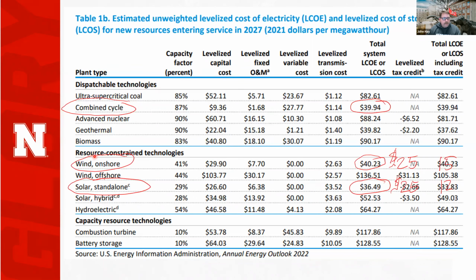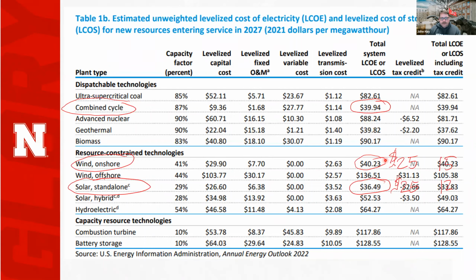We can handle some resource constraints, some resources that aren't available to us all the time, as long as they're low cost. So if we just went through this list, coal, $82 a megawatt hour, much more expensive than combined cycle, probably natural gas at $39 a megawatt hour. Nuclear is expensive, 88 is what they're predicting here. Geothermal is low, but geothermal has less location availability, so that's a challenge. Biomass is expensive. So of the dispatchable technologies, I'm picking combined cycle natural gas.